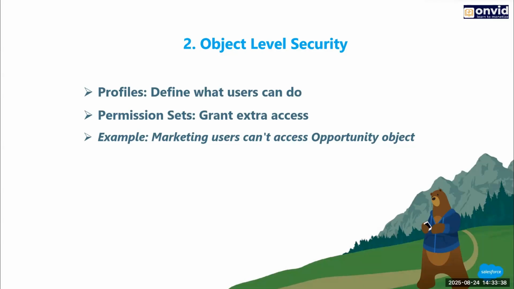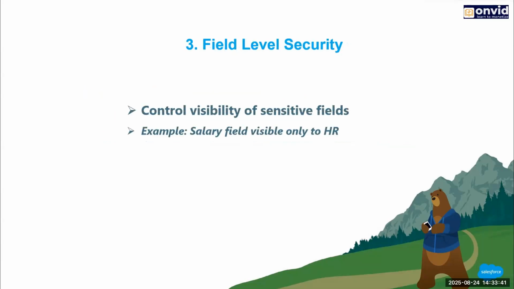Now, field level security. What is field level security? As I told you, what are fields? Fields are something that is linked to an object. Objects will have different fields. In field level security, we control the visibility of sensitive fields. As I told you already, for example, the salary field is visible only to HR. Let's suppose we have a profile called HR, and HR personnel can only see the salary field, none other. Not even the CTO, not even the CEO. We can handle that easily.